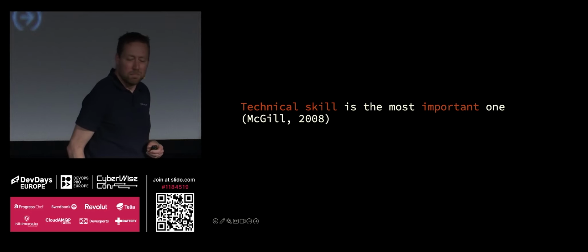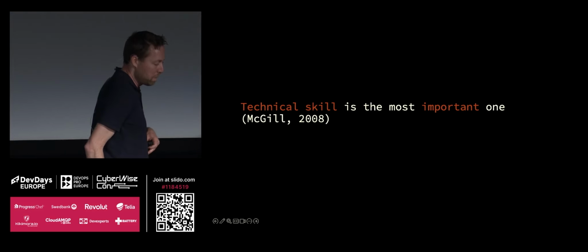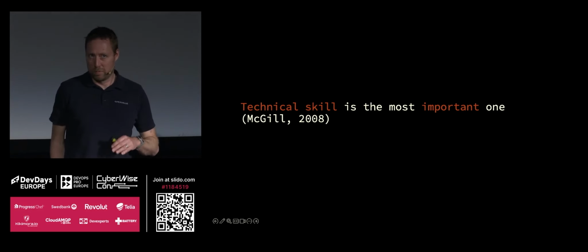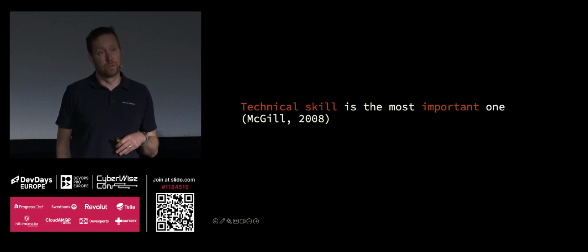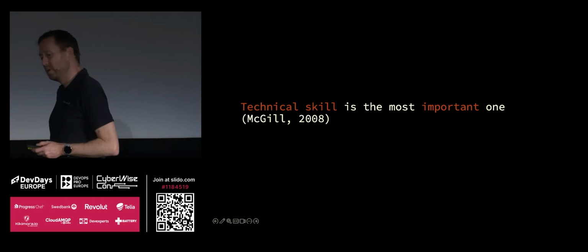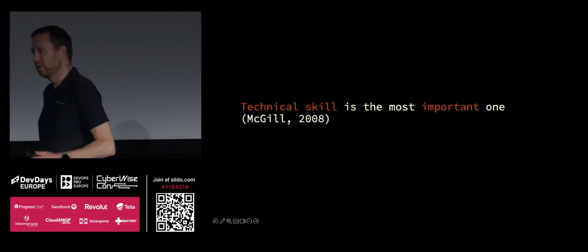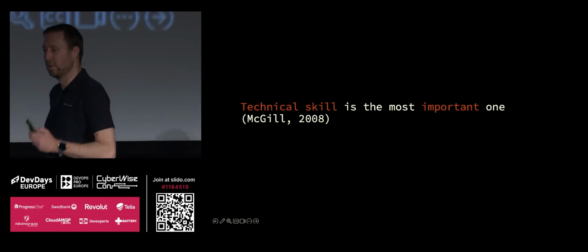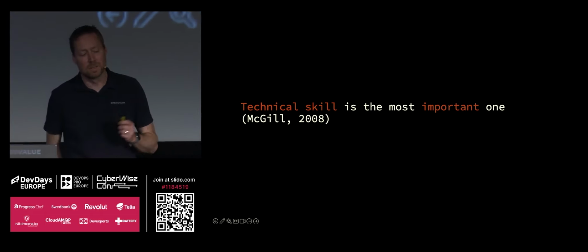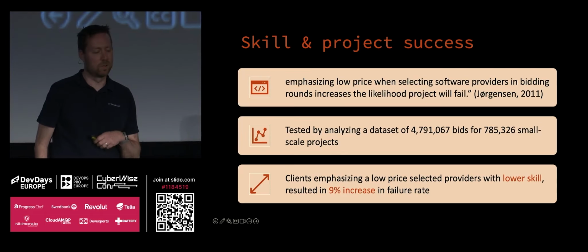Well, McGill looked into the study of Campbell and looked specifically at which of these dimensions are most important for a software developer. And in his paper he says technical skill is definitely the most important one of all those factors. Okay, so maybe do focus on that a bit.